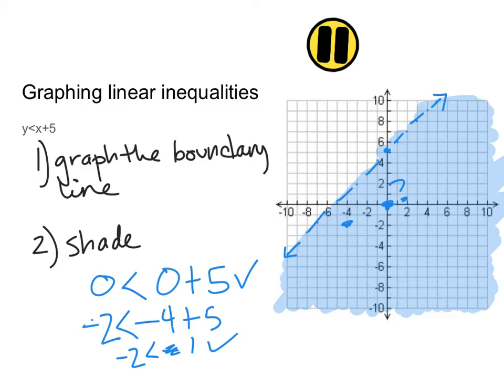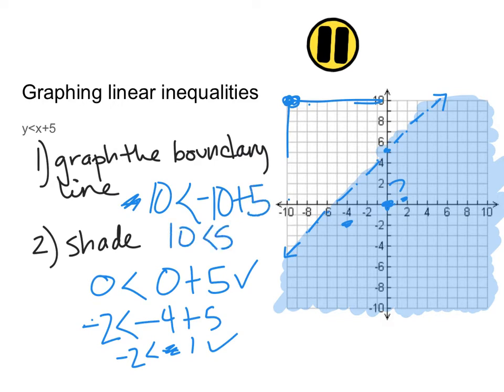And I guess since we're still just learning this, I should point out that if you plug in something over here, it's not going to work. So you could test one of those too. So like -10, 10. If we do, let's see, y was 10. So 10 is less than -10 plus 5. Well, that would be 10 is less than 5. That did not work. So that's a no. So none of those on that side will work.